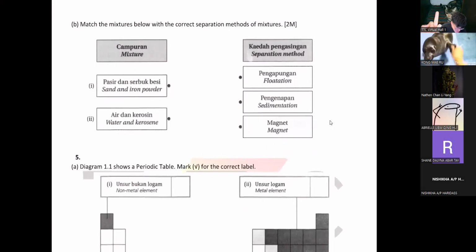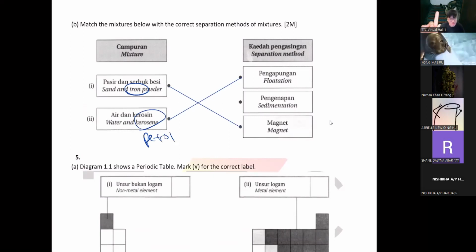Okay. Anyway, so sand and iron powder. How do you separate them? Okay, since this is iron, right? This is magnet. Okay, and of course water and kerosene, and this is your flotation because kerosene is petrol, guys. They will float on water.